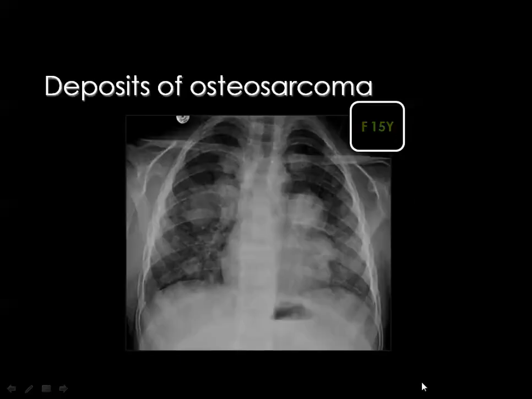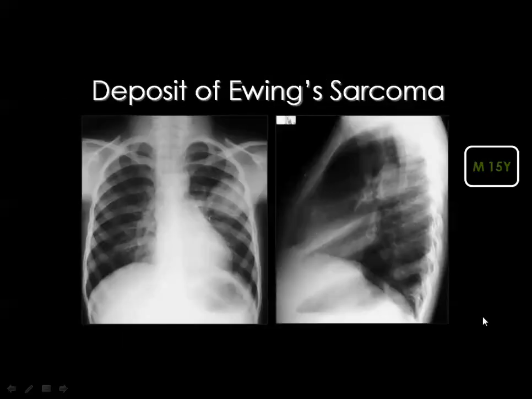Then metastasis can appear in the form of micronodules, miliary shadows, or in the form of nodules, or in the form of masses. And the diagnosis is based on the presence of multiple lesions as well as the known primary malignancy. In this female child, she has an osteosarcoma with multiple variable sized masses and nodules scattered in both lung fields, representing metastatic deposits.